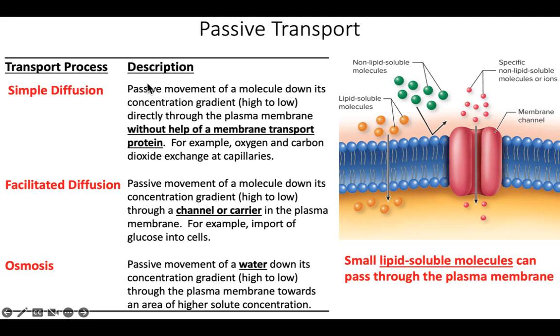So by definition, it is the passive movement, meaning no energy, of a molecule, could be an ion, could be any kind of molecule, down its concentration gradient. When we say down its concentration gradient, it means it's moving from where it's highly concentrated to where it's low concentration. So that would be, for example, these lipid-soluble molecules. All right. If this was where it's highly concentrated, notice there's not that many more, but they're showing 5 molecules. If there's less here, that's a concentration gradient.